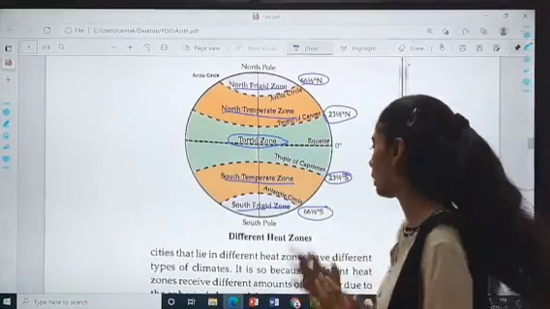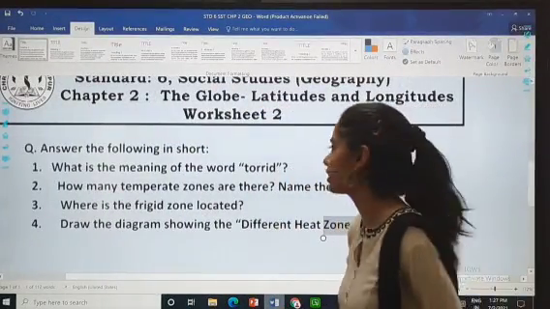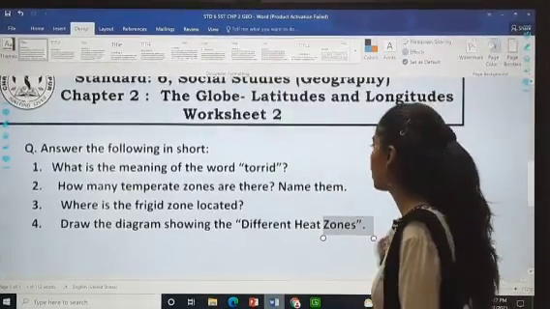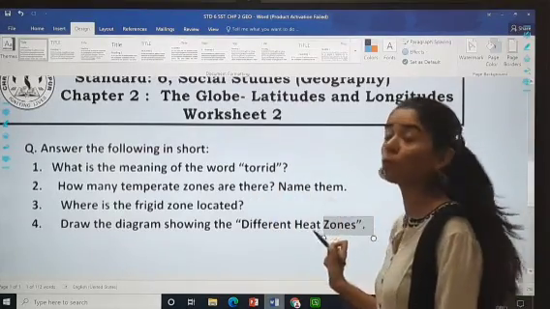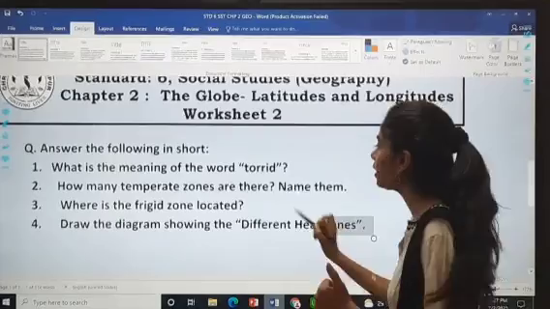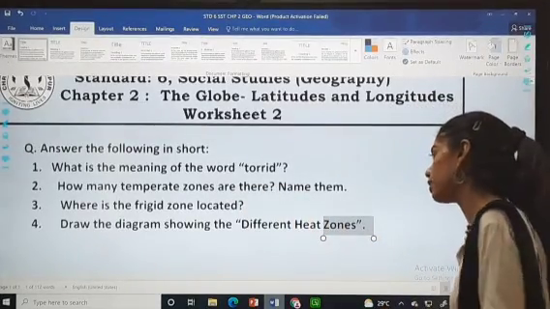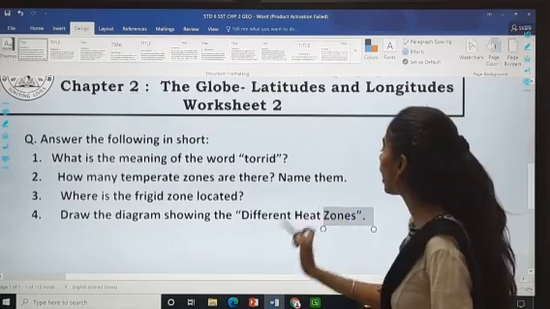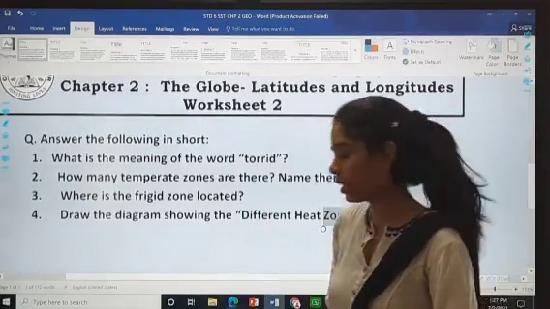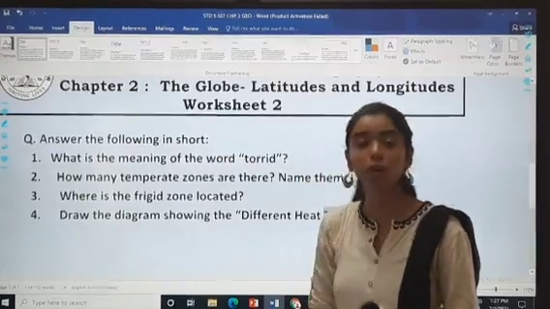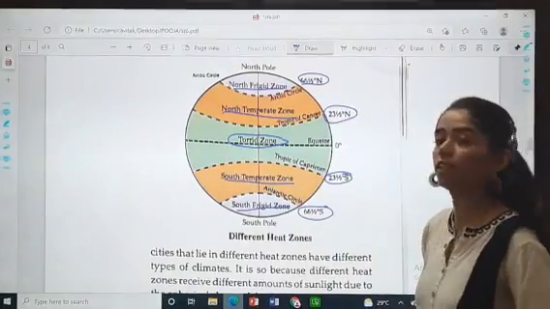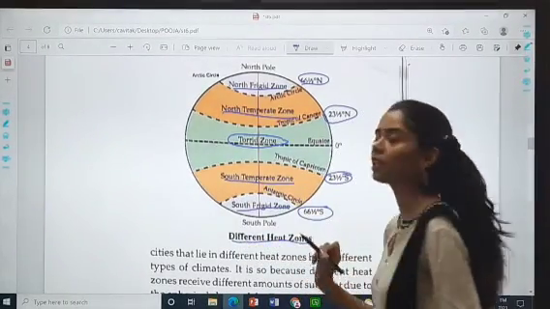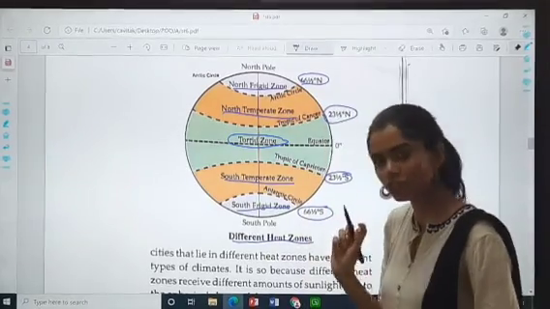Okay, so with this we have completed this topic, and now it's time for a short worksheet. Answer the following in short. What is the meaning of the word torrid? How many temperate zones are there? Name them. Then, where is the frigid zone located? And last, draw the diagram showing the different heat zones. That is on page number 117, which I have just shown to you. See this one. This is the diagram showing the different heat zones. This you have to draw.